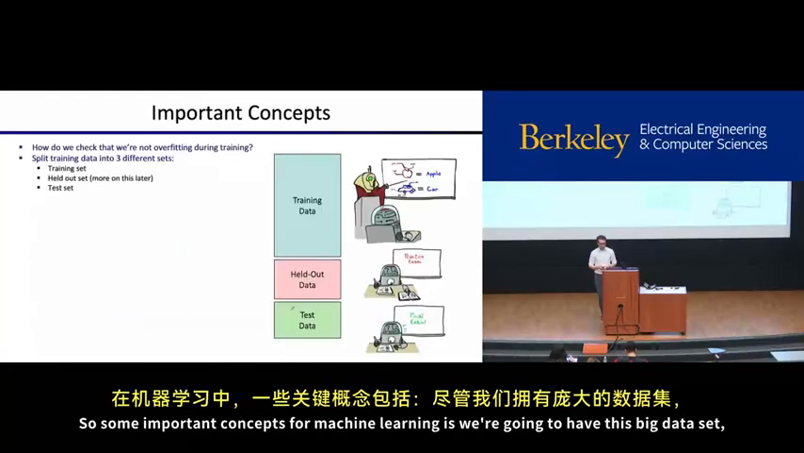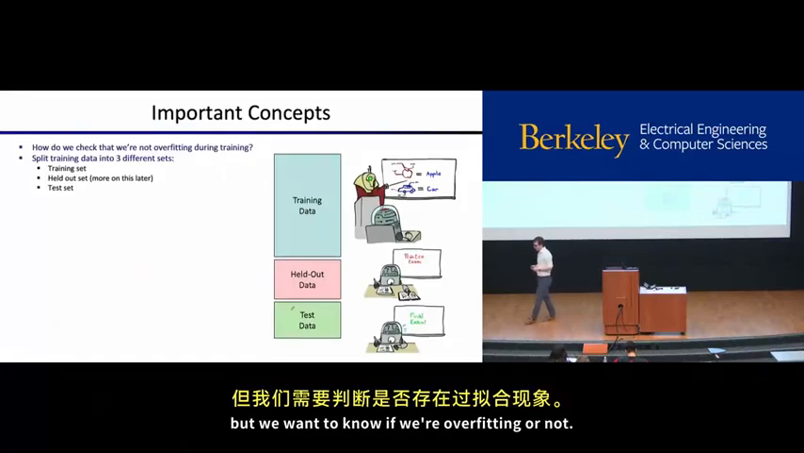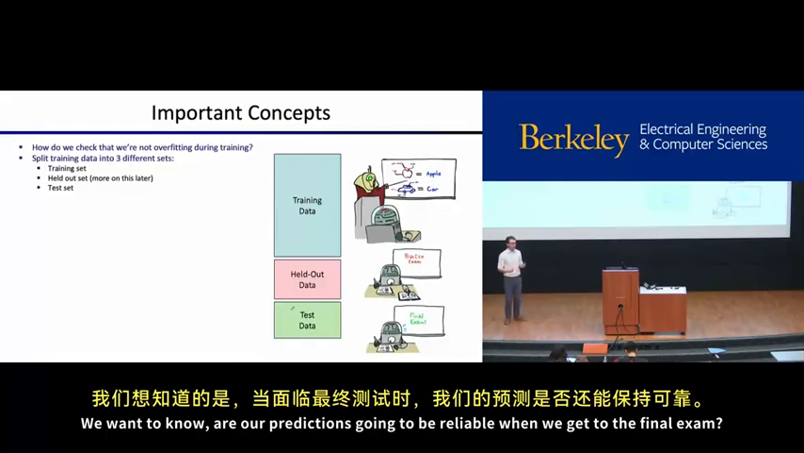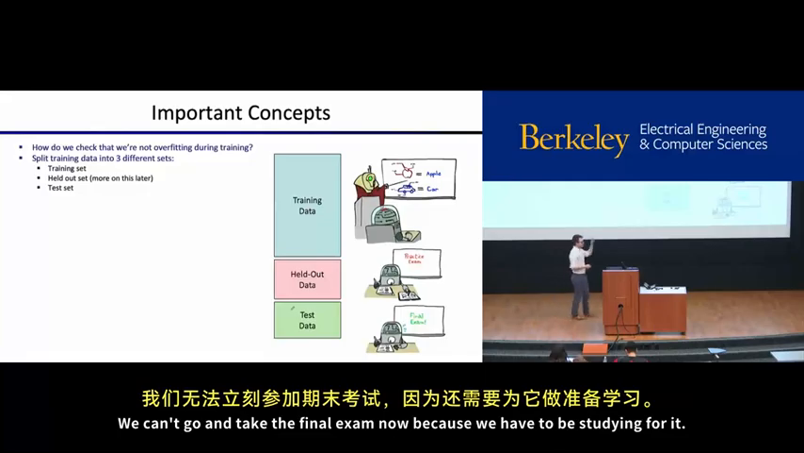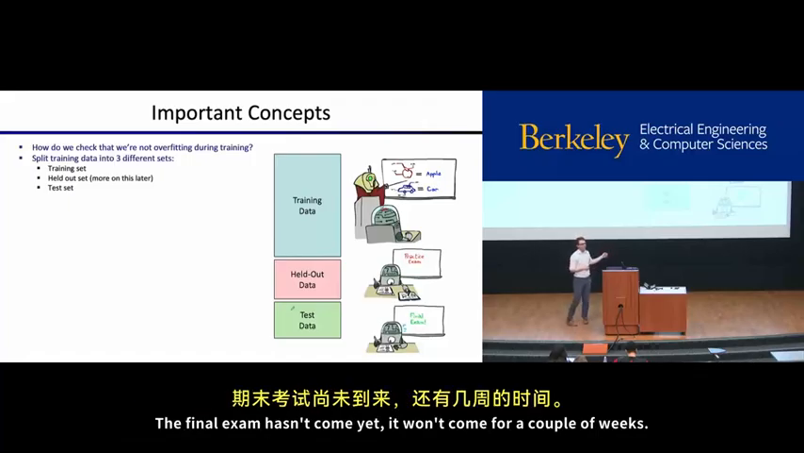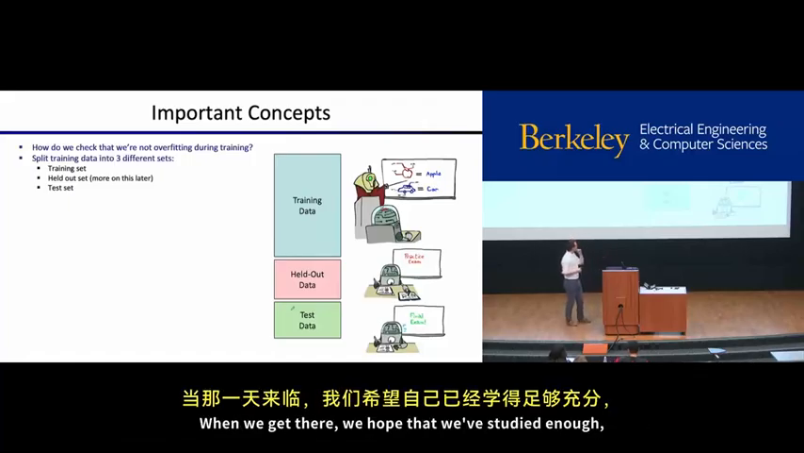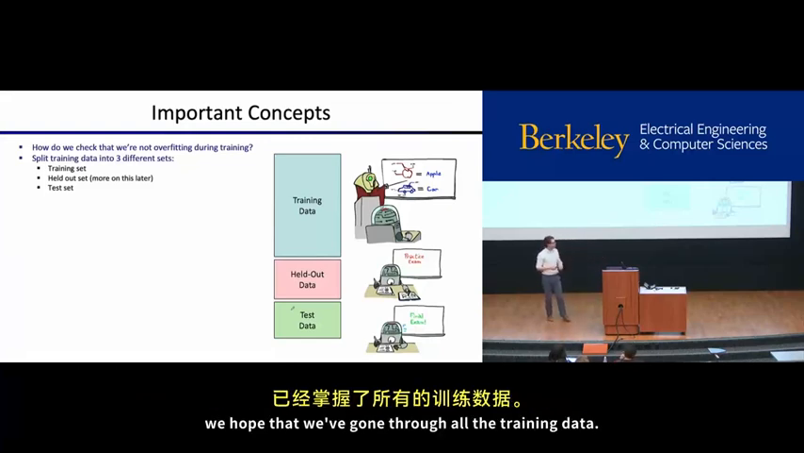Okay, so some important concepts for machine learning: we're going to have this big data set, but we want to know if we're overfitting or not. We want to know, are our predictions going to be reliable when we get to the final exam? We can't go and take the final exam now because we have to be studying for it, right? The final exam hasn't come yet. It won't come for a couple weeks. When we get there, we hope that we've studied enough. We hope that we've gone through all the training data.